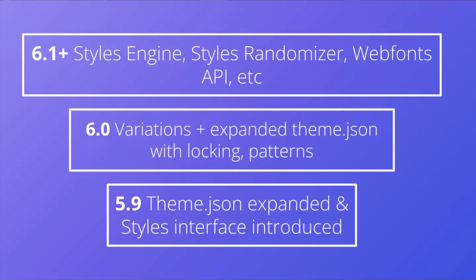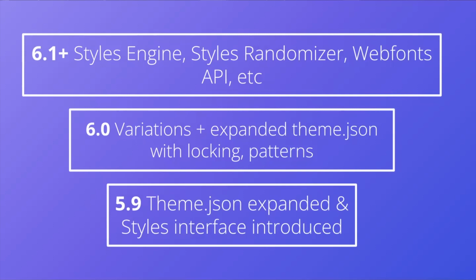Styles, so in 5.9, theme JSON was expanded after being introduced in 5.8. The styles interface was also introduced, allowing folks using block themes to control their styles. From there, in 6.0, we've seen style variations that I demoed today, as well as expanded theme JSON tools with locking, integration with patterns, so you can actually reference patterns in your theme JSON file and more.